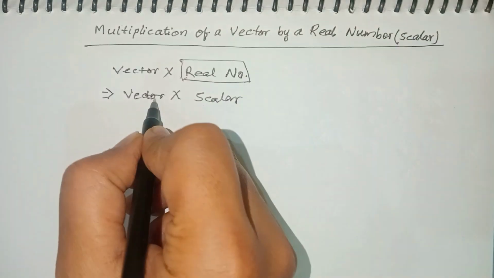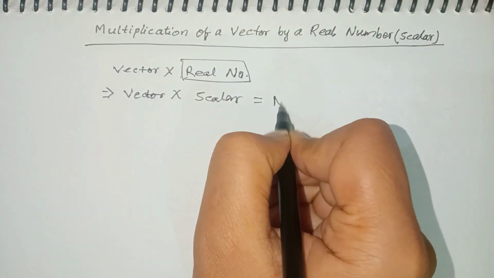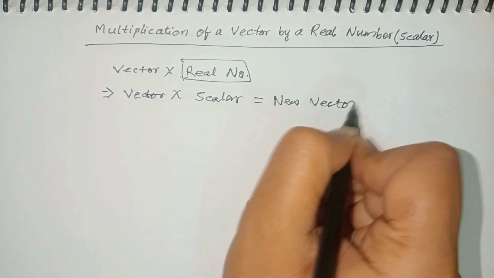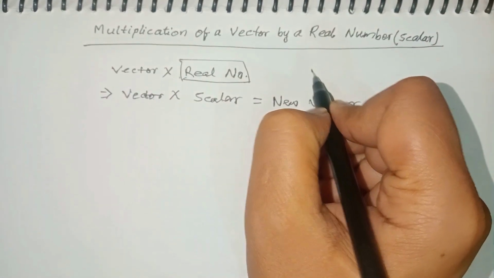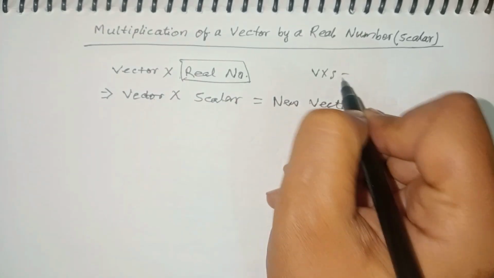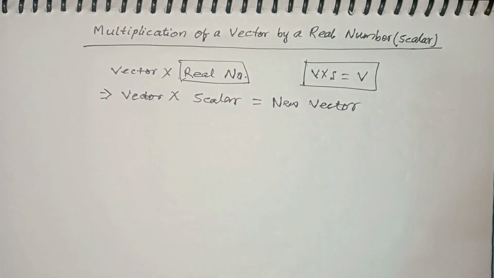When a vector is multiplied by a scalar, the result becomes a new vector. It is a vector quantity. Vector into a scalar equals a vector. You can remember this and write it here: vector into a scalar equals a vector.